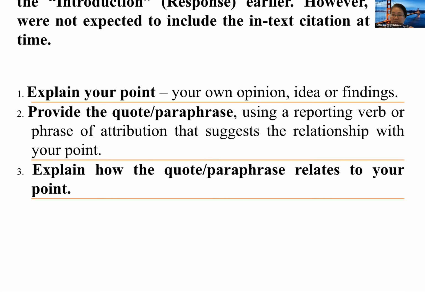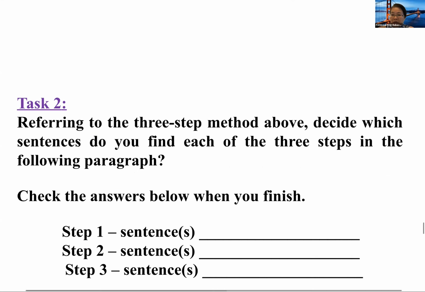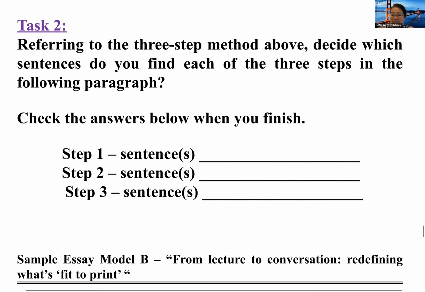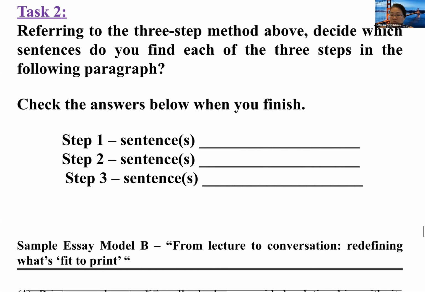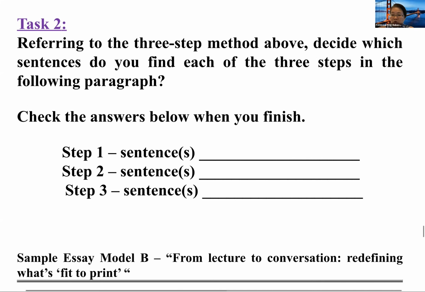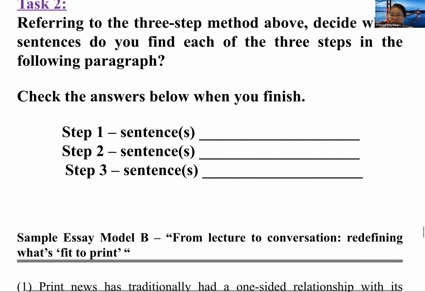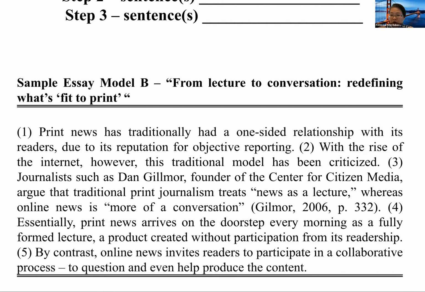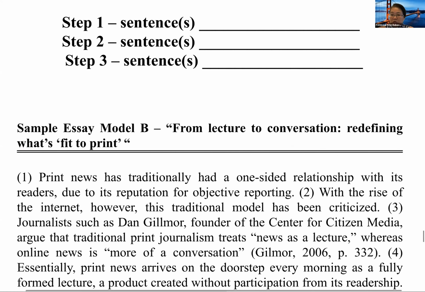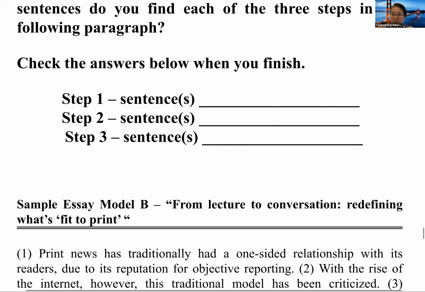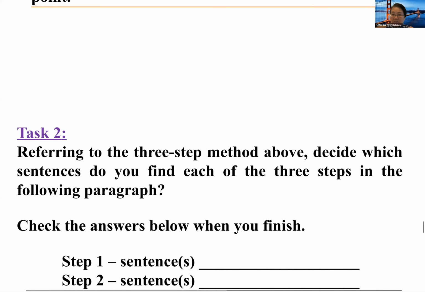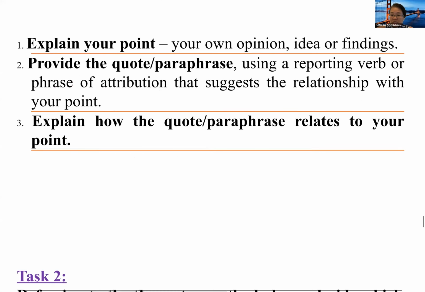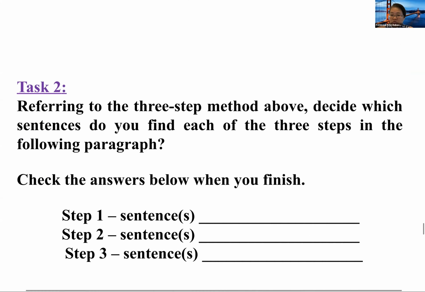Okay, now, there's an exercise too for you to try out. And then I'd like you to look at the essay model B we looked at before about online news. So I took out one paragraph here, very simple, sentence 1 to 5. What I need you to do is tell me which sentence or sentences belong to step 1. Step 1, that means here. Okay, step 2, provide quote. Step 3, explain, all right, the quote. So just do a very simple exercise here, and I'll jump through very quickly and you can see the answer key later.